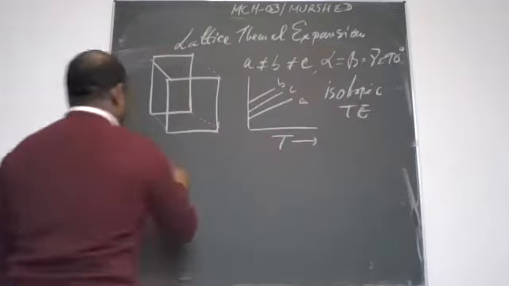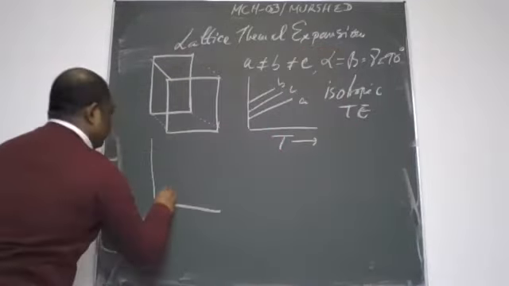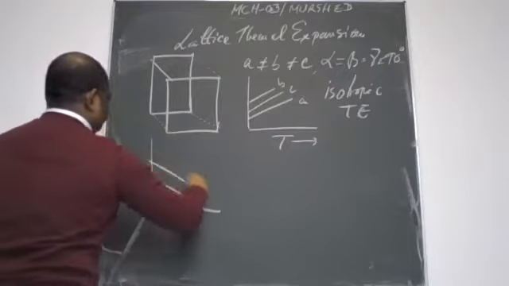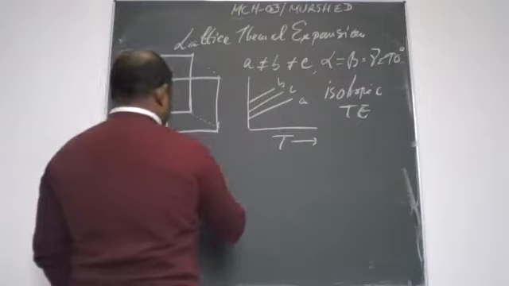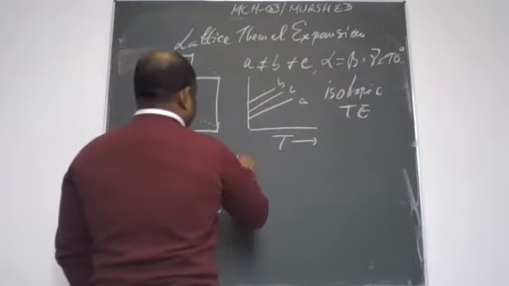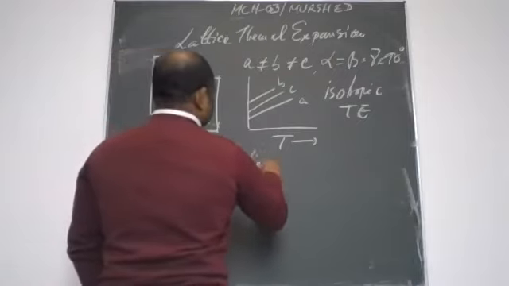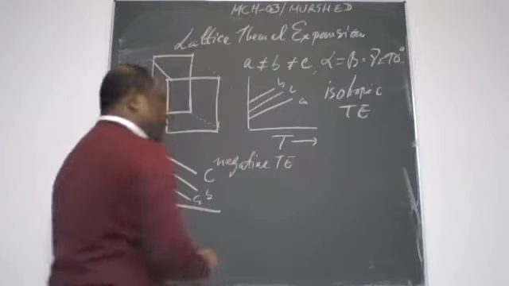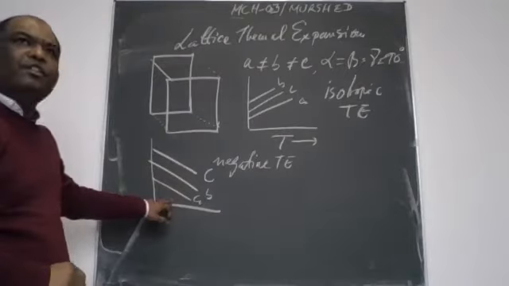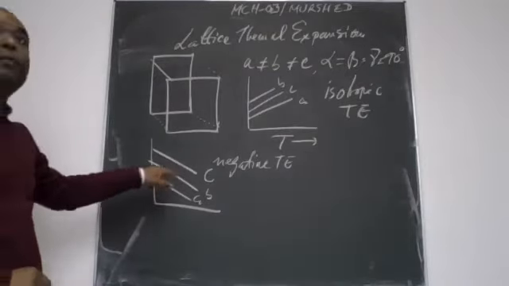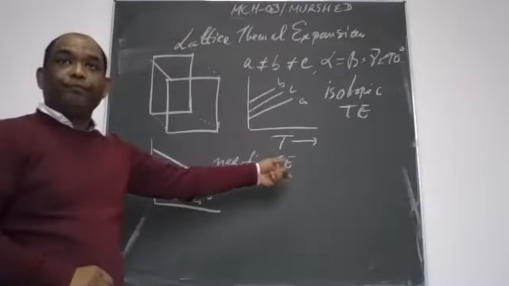What happens if the slope is negative? Then we call it negative thermal expansion. And again, the slope is similar. So this is again negative, but isotropic thermal expansion.